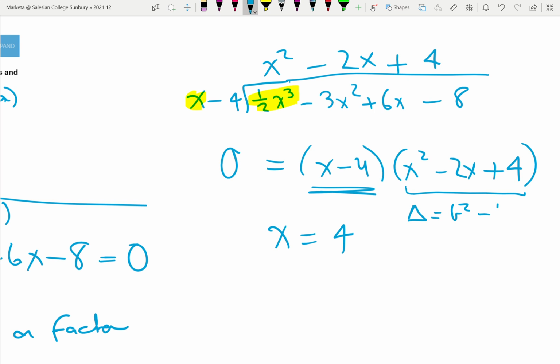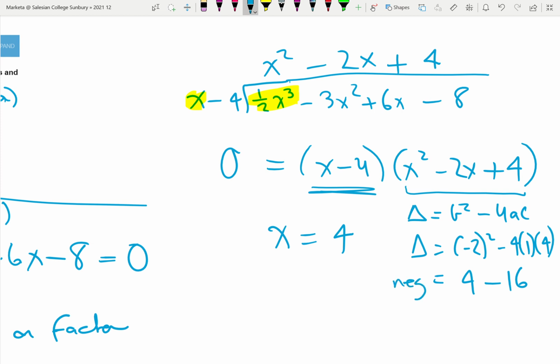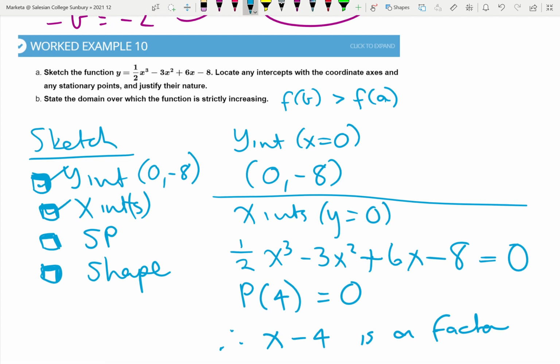So b squared minus 4ac. Discriminant equals negative 2 squared minus 4 times 1 times 4. And yeah, as I suspected, 4 minus 16 is less than 0. So that means it's a negative discriminant and therefore no solutions. So what this tells us is that we just have one x-intercept when x equals 4. So we cut the graph at x equals 4, but that's it. So let's tick that. (4, 0) is our x-intercept.